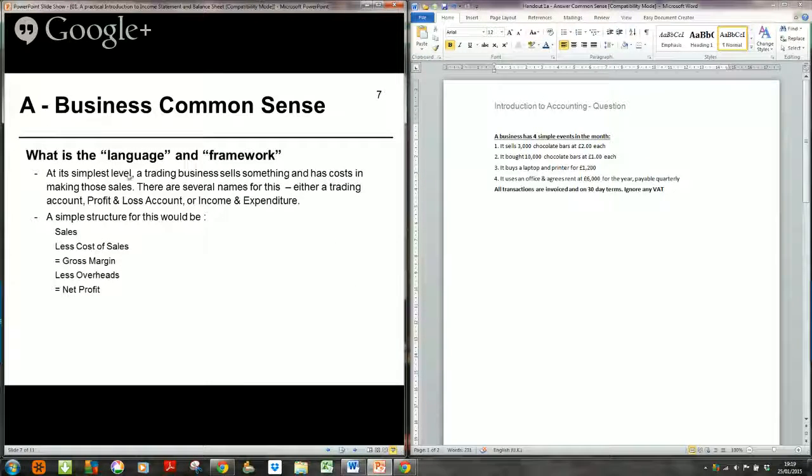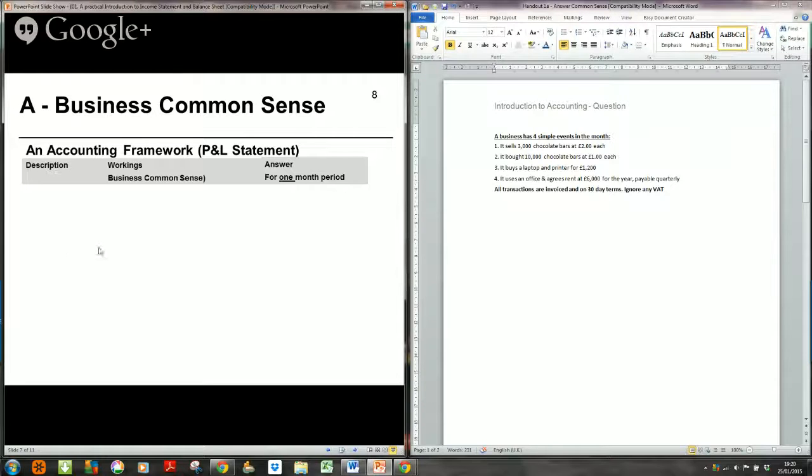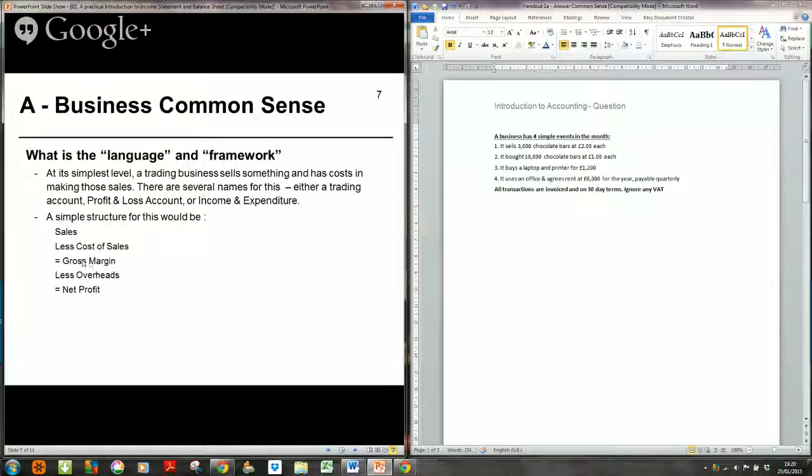Okay, so this language and framework, let's introduce it at its most simplest level. A trading business sells something and has costs in making those sales. You might see several names for this: a trading account, profit and loss account, an income and expenditure account. Each business will call it something different, but at its most simple level, we're going to have sales, we're going to have cost of sales. The difference between those I've called gross margin. I prefer the margin terminology here rather than profit because we know we're at this level. Profit comes down further on.